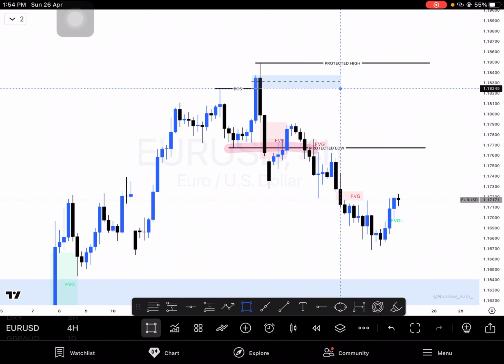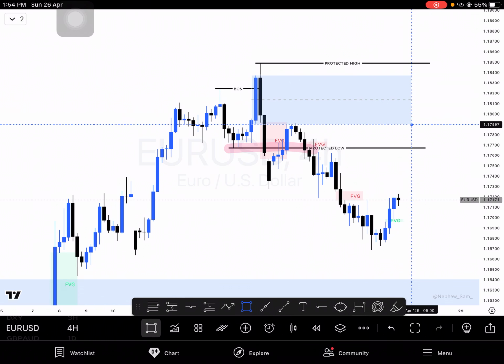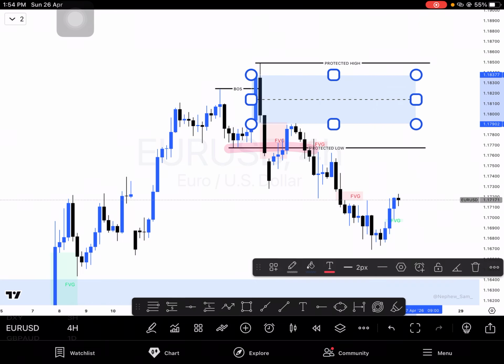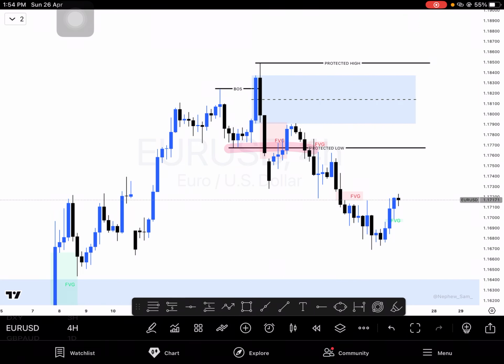This was the order block. I marked this order block on a 4-hour time frame. I don't joke with my 4-hour order block. It's very strong. I know a lot of you will refine this order block into the 1-hour time frame.